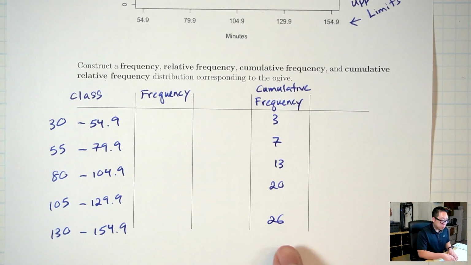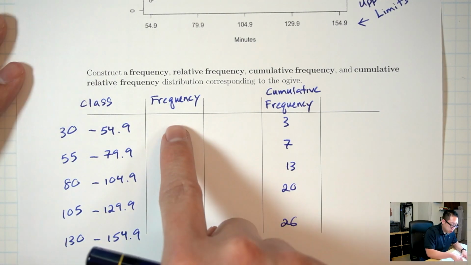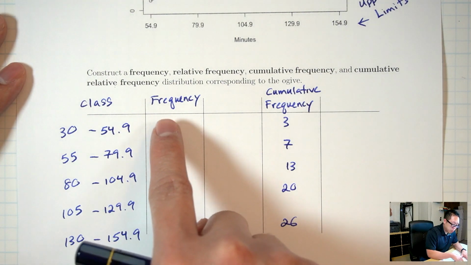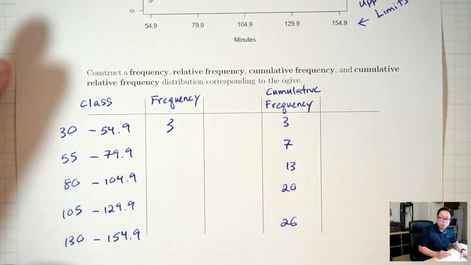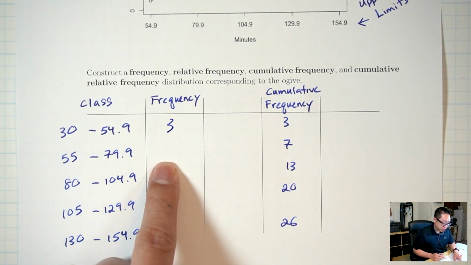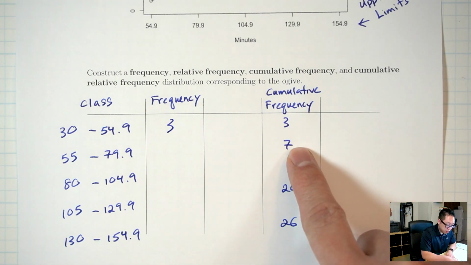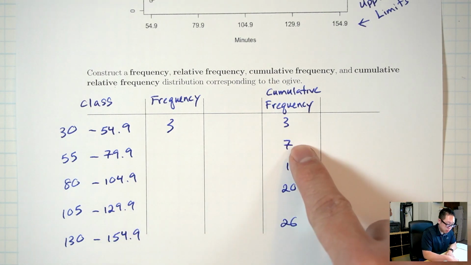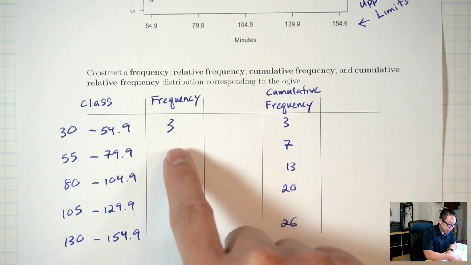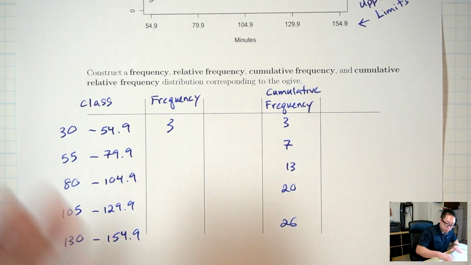Now, can you go backwards and get the regular frequencies? We know that the first regular frequency and cumulative frequency should match. So this one is 3. The next one, remember how cumulative frequencies work. So this 7 should be 3 plus whatever goes here. So 3 plus blank is 7. What is that blank? 3 plus what equals 7? 4.